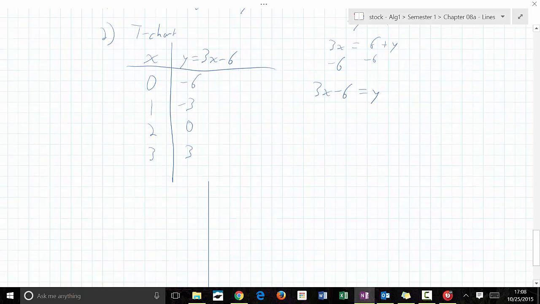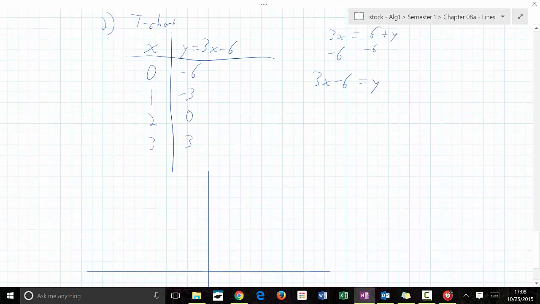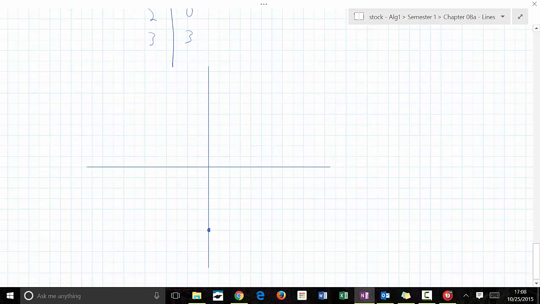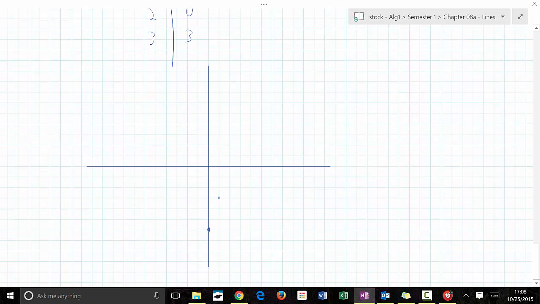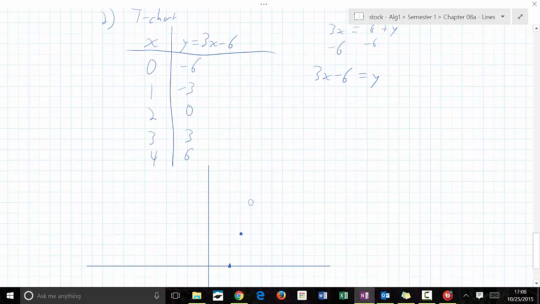So I'm going to put these 4 points down on a graph. 0, negative 6. Then I'm going to do 1, negative 3. 2, 0. 3, 3. And you can kind of see a pattern going here about where these points go. If you predict that the next point would be here, if I plug in 4, 4 times 3 minus 6 is 6, and yeah, that is a point.